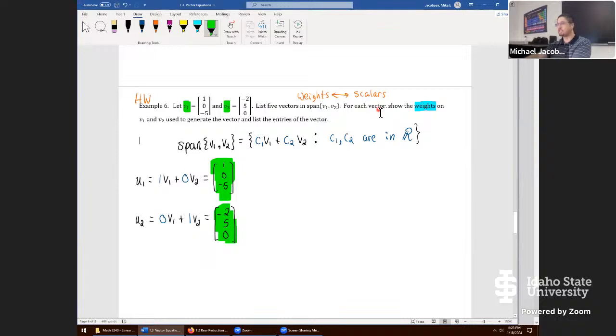And looking at the instructions, when it says for each vector, show the weights, that's what we did here and here. Used to generate the vector, list the entries of the vector. That's what we did here and here. So we're just saying what the outputs are. Well, 0s and 1s are good choices. Let's use all zeros because why not? You could say your next vector, u3, is 0 v1 plus 0 v2. And notice the way I wrote those zeros. That's a scalar because I didn't put any vector symbol above them. But this now turns into the 0 vector. That turns into the 0 vector.